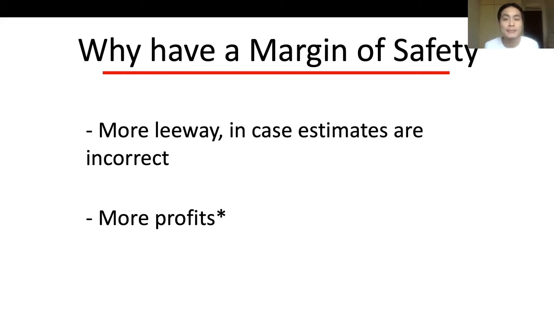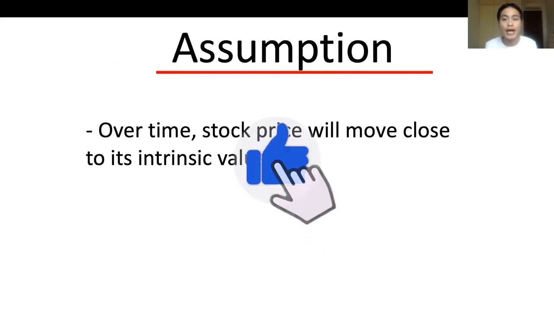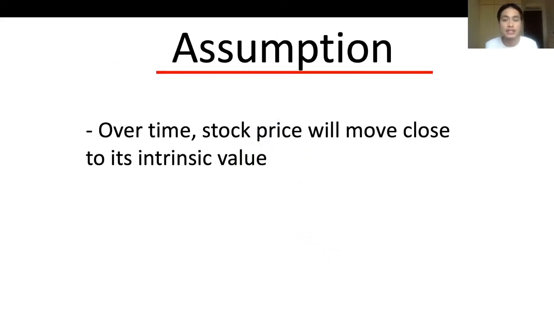I put an asterisk beside it. And the reason why I put the asterisk is because this is based on an assumption. And the assumption is that over time, the stock price will always move close to its intrinsic value. In the short run, emotions drive the stock price of a company. But in the long run, it is the fundamentals of a company that drives its stock price. The stronger the fundamentals of a company, the higher its intrinsic value and the higher its stock price over time.